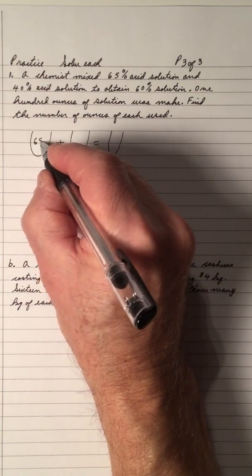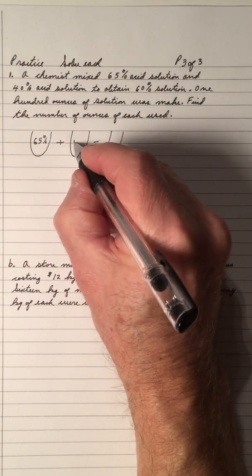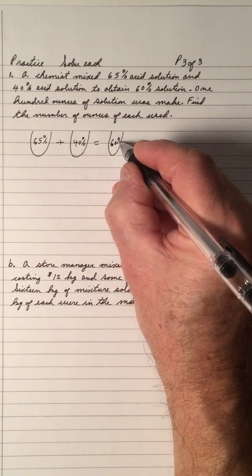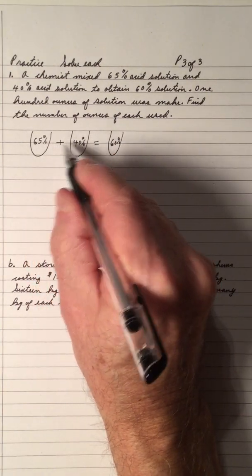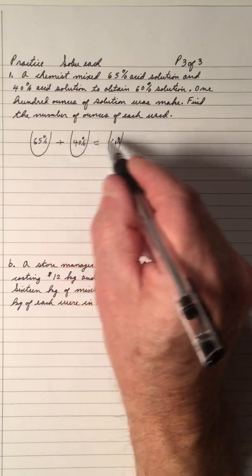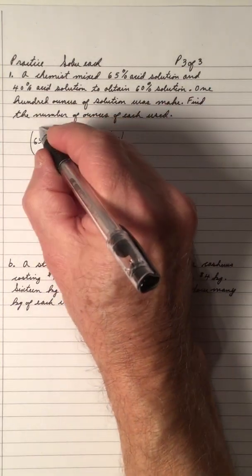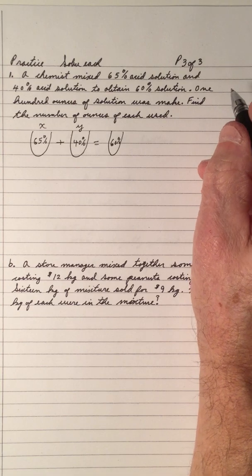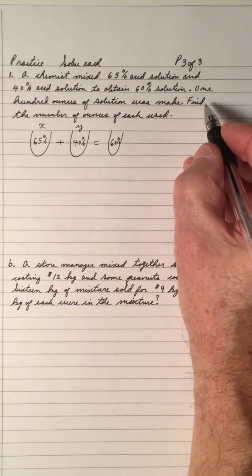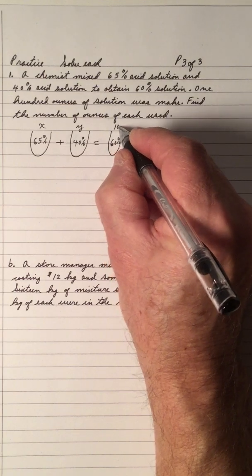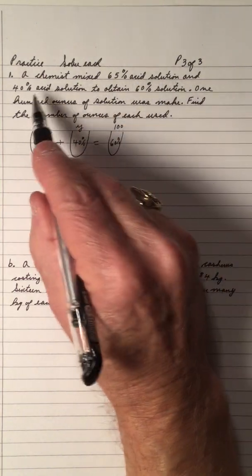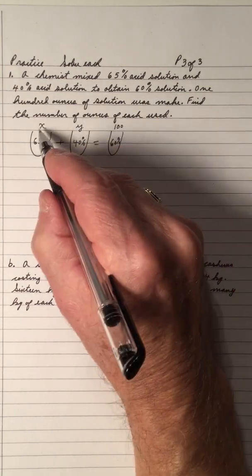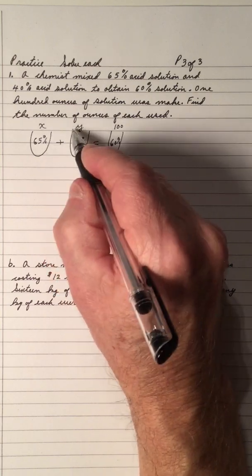So we have a 65%. We have a 40%. And it comes up with a 60% solution. And as you can see, 65 mixed with 40, you're going to get a mixture somewhere in between these two, which is 60. And we don't know how much of this one we're mixing. We don't know how much of this one we're mixing. And we're coming up with 100 ounces. So a chemist is mixing a 65% with a 40% solution to get a 60% solution. And 100 ounces is being made, so we've got to find out how many ounces of each of these.